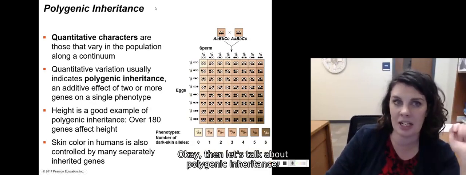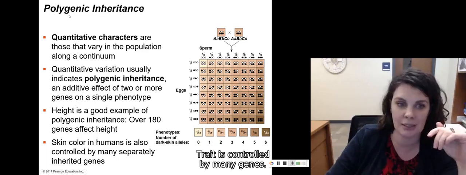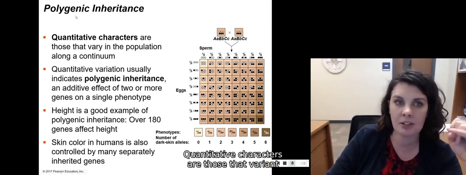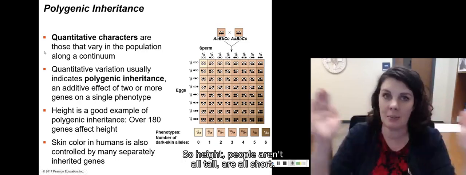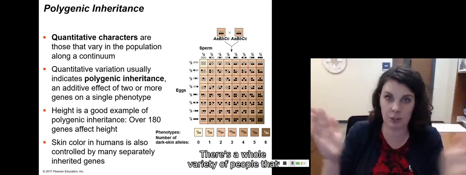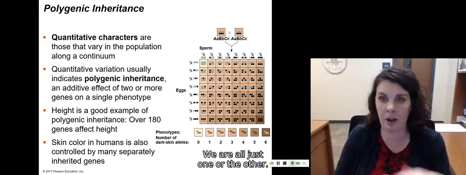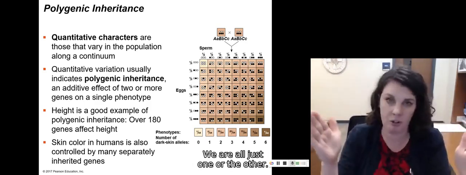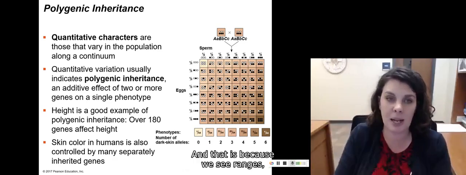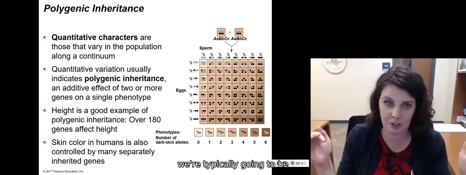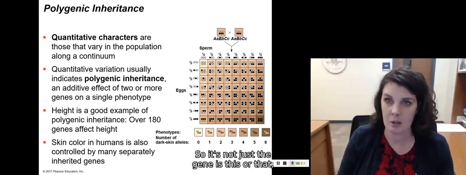Okay, then let's talk about polygenic inheritance. This is when one trait is controlled by many genes. Quantitative characters are those that vary in a population along a continuum. So height, people aren't all tall or all short. There's a whole variety of people that are fully grown. Skin color, we aren't all just one or the other. We are in a range of skin colors. And that is because when we see ranges, we are typically going to be talking about polygenic inheritance.